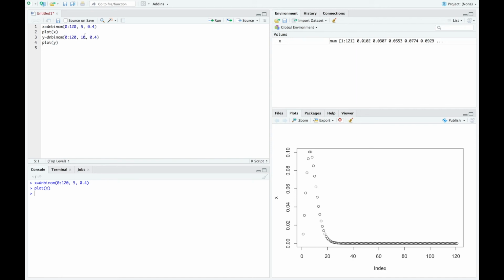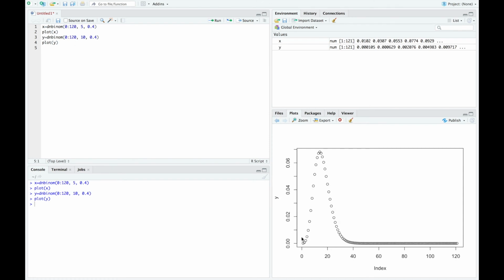Next, I want to change the value of r. Instead of looking for the fifth success, we want to see the 10th success, and let's see how that changes this graph of the PMF. We can see that it shifts the graph over slightly. However, overall, it does not change the general shape. It just shifted over further to the right.